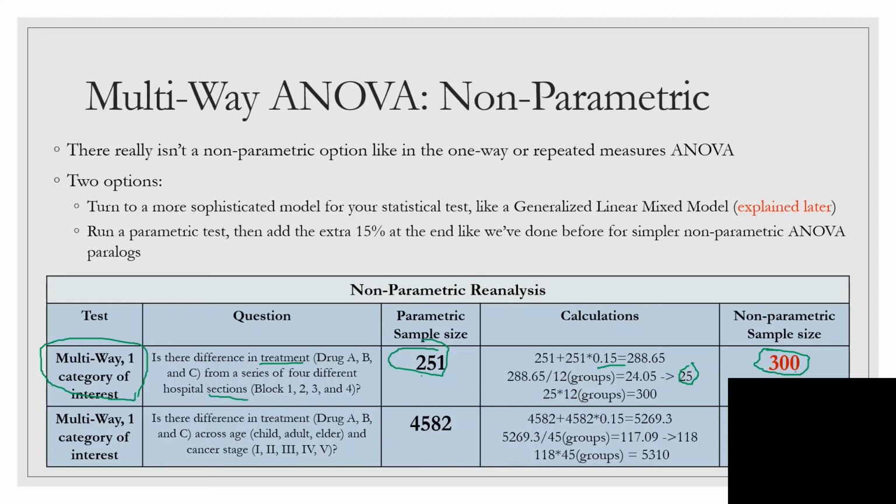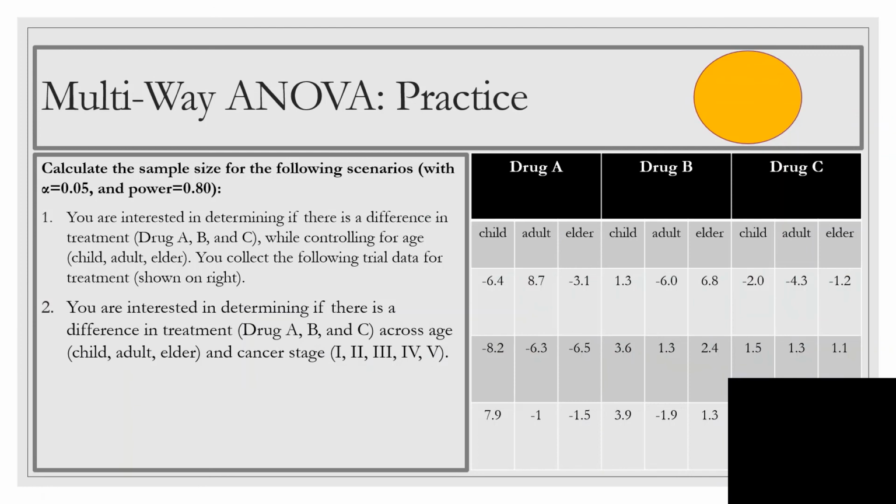Same thing for the multiway ANOVA with more than one category of interest. That's more than one of the categories being treatment, age, and stage. We originally had over 4,000. With the non-parametric correction, it's over 5,000. So that's how you would use non-parametric multiway ANOVA. Let's round this out with some practice of multiway ANOVA. Try these yourself before moving on to the answers.